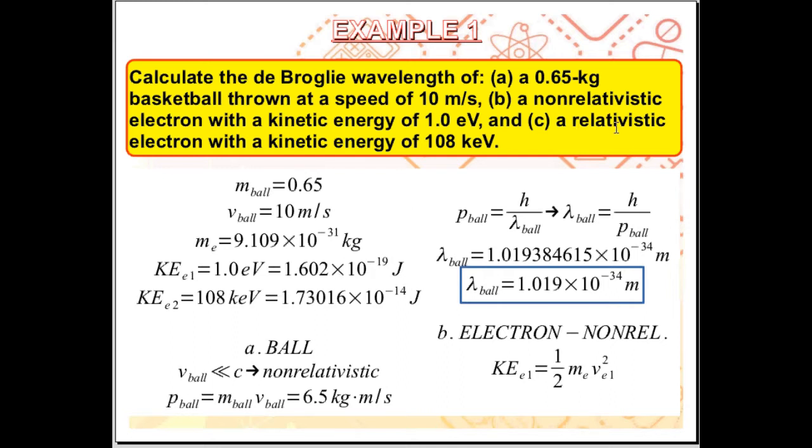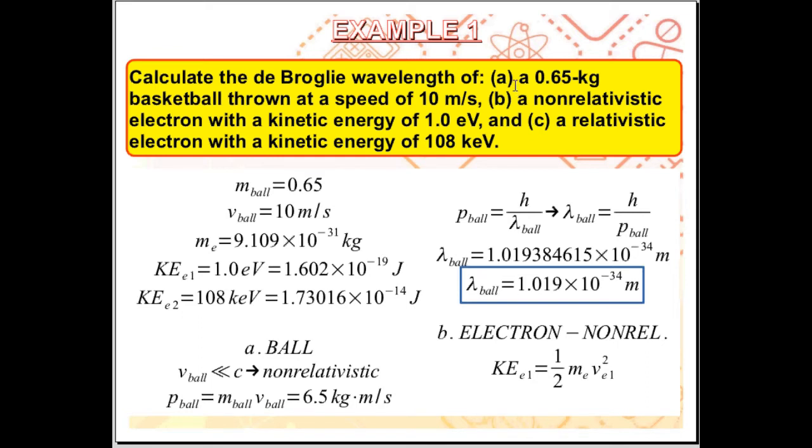The relativistic electron has a kinetic energy of 108 kilo electron volts. That's equivalent to 1.73016 times 10 to the negative 14 joules. So this problem is divided into three parts, A, B, and part C. So let's have part A first.